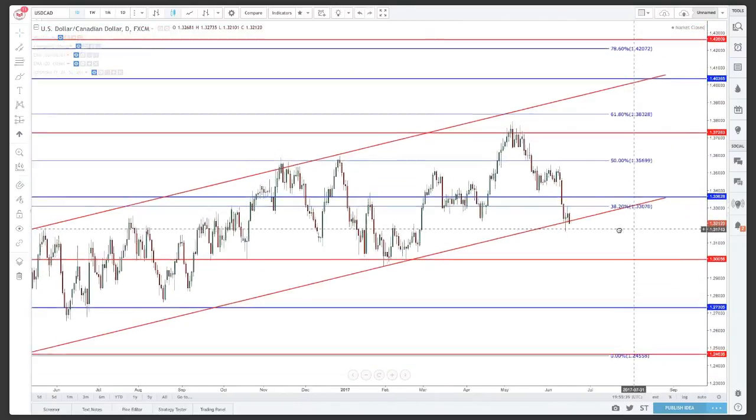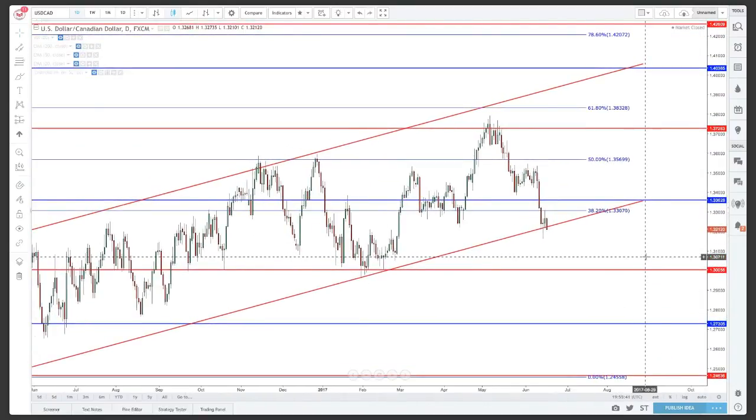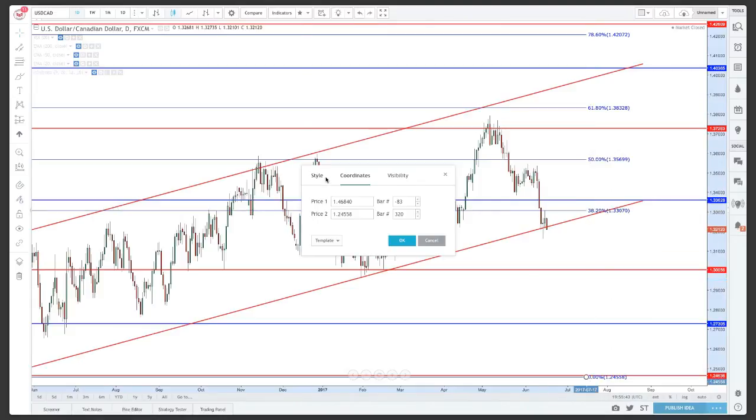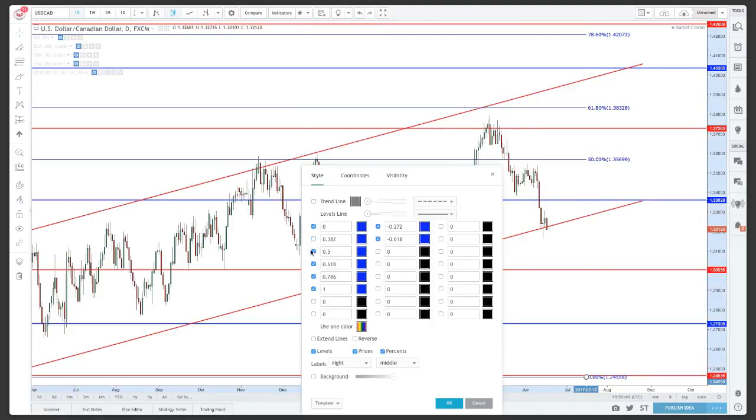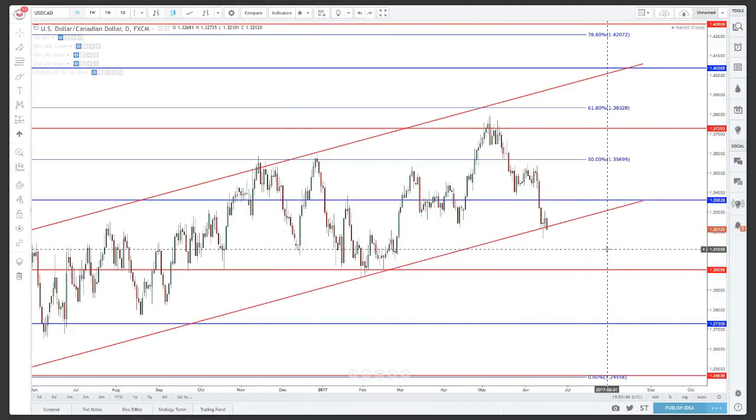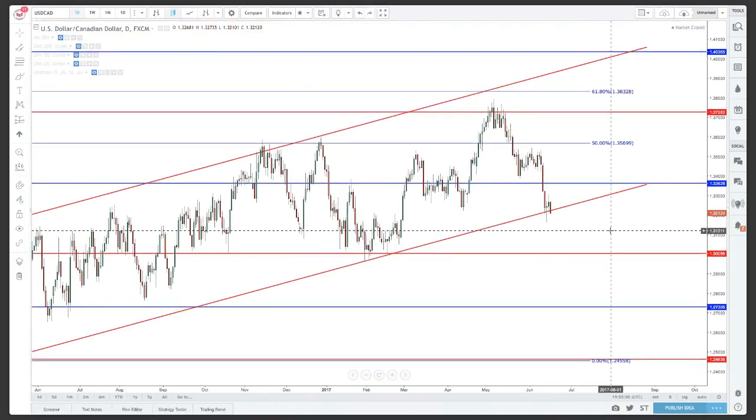Okay, so taking a look at the daily time frame on the checklist, one thing I'm going to do is just quickly hide the 38.2 level just to make it a bit clearer and neater. So first things first, the market structure.